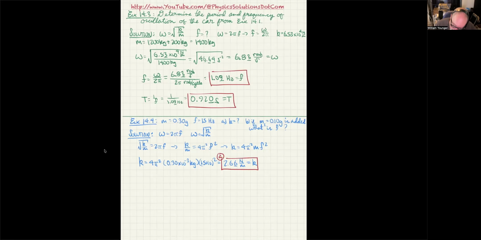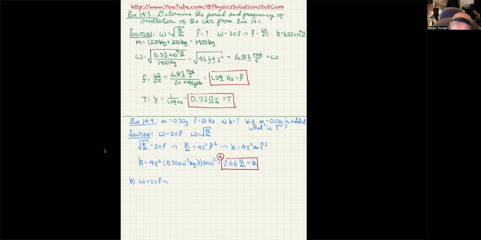Now part B, it says if m equals 0.10 grams is added, what is the frequency? So in this case, we're going to go ahead and say we want to figure out what the frequency is. Specifically, omega is equal to 2 pi times the frequency f.